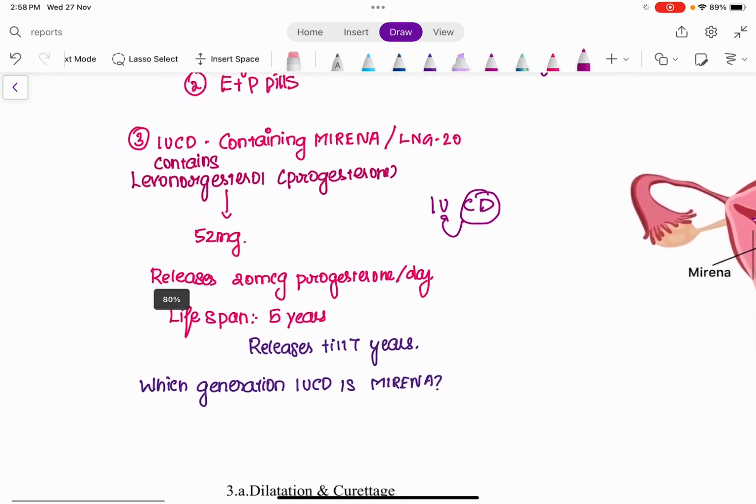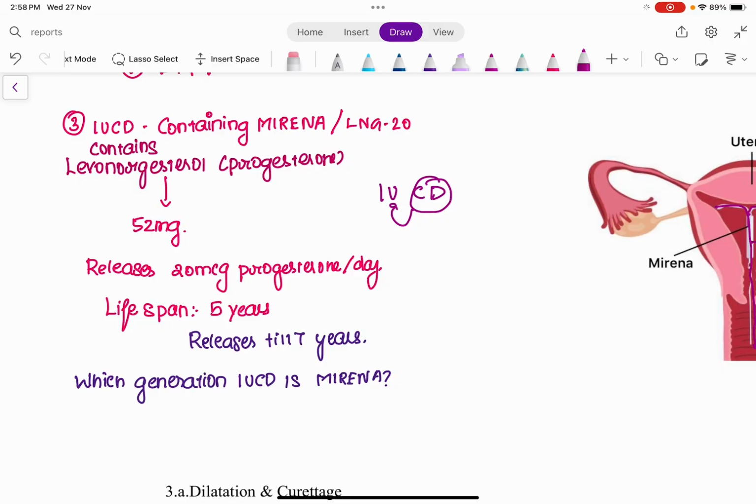The function of this IUCD is that it is going to release progesterone in a sustained manner. That is, it is going to release at least 20 microgram of progesterone per day. So you don't need to ask the patient to take any pills, for 12 days or 14 days and then stop, or on a continuous basis. You need not ask the patient to do anything. You just put this IUCD inside her uterus and it will stay in place, and it is going to be effective for the next 5 years.